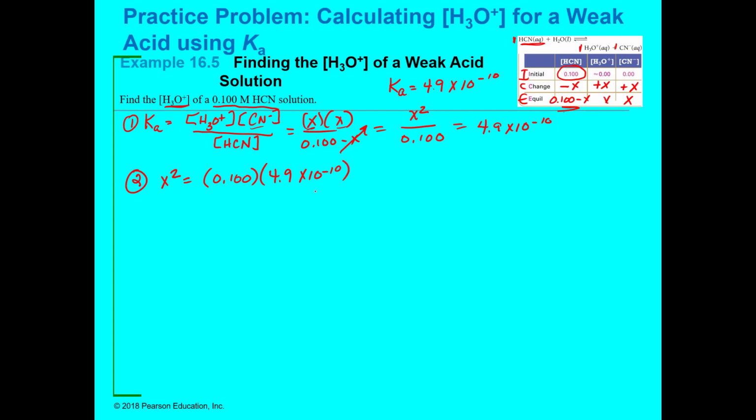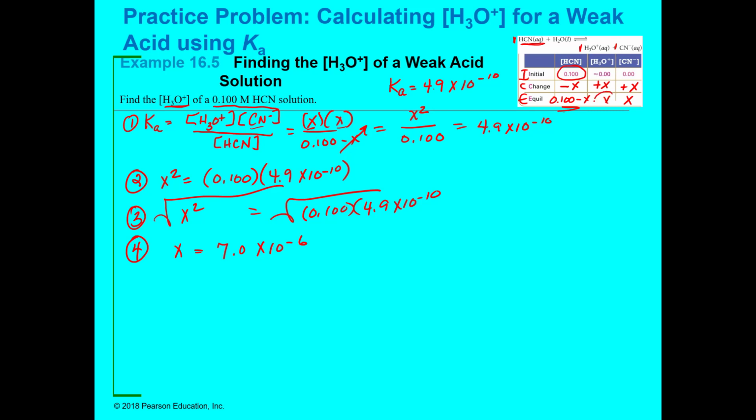Okay, and that's equal to x squared. And so if I take the square root of x squared is equal to the square root of 0.1 times 4.9 times 10 to the minus 10, and I'm writing all of these steps so you can follow me easier. Then x is going to be equal to 7 times 10 to the minus 6.